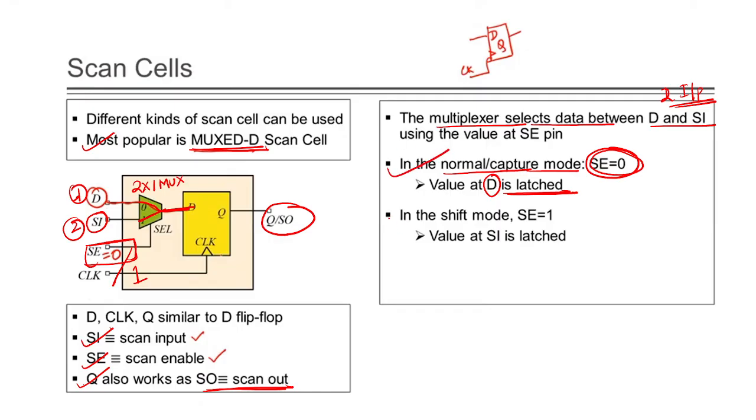Next is shift mode. Shift mode means you need to make SE equal to 1. Whatever the value of SI is, that will be latched. Basically it will be operated in two modes: one is normal or capture mode, where you make SE equal to 0, that is scan enable, and the next is shift mode, where you make SE equal to 1. This is scan cells.